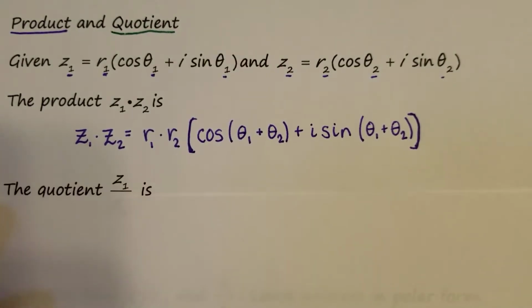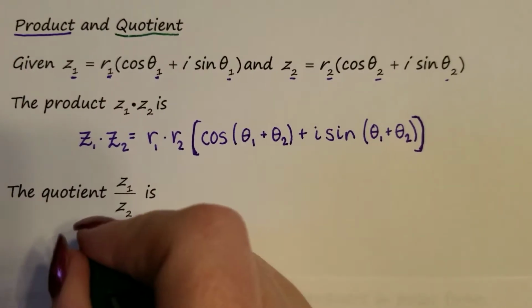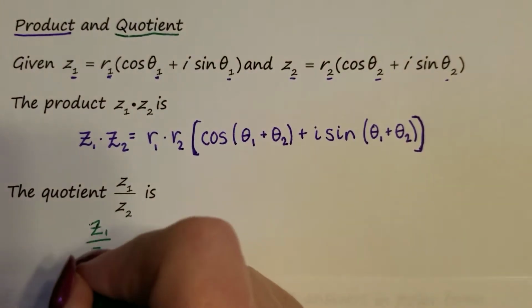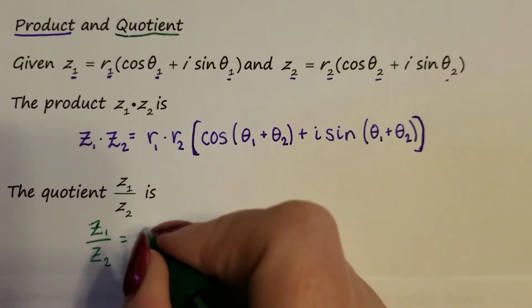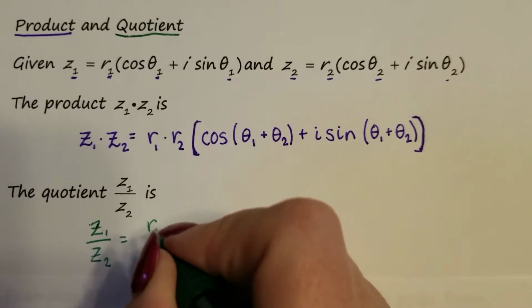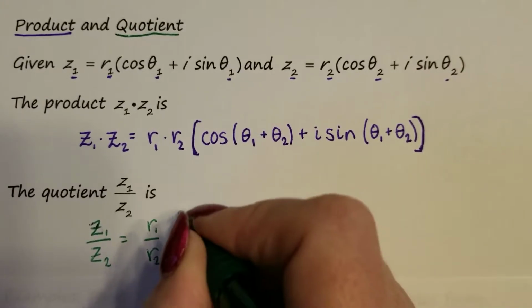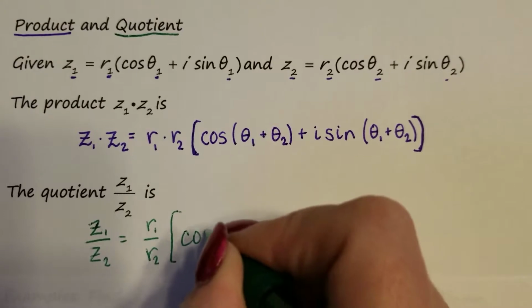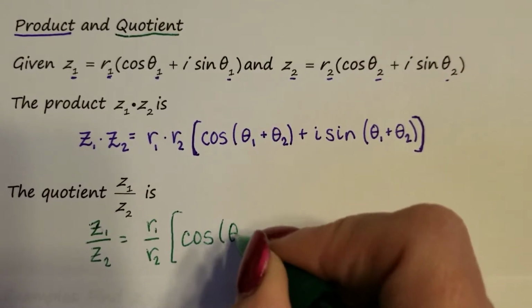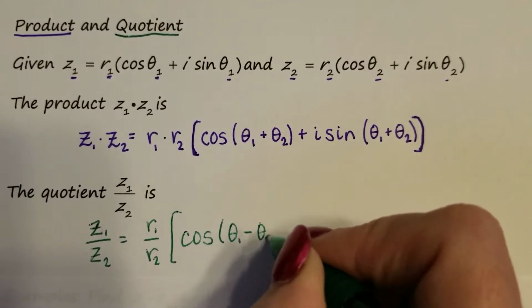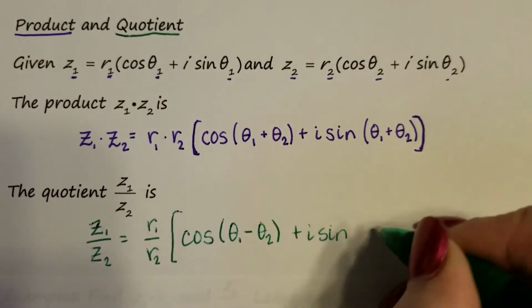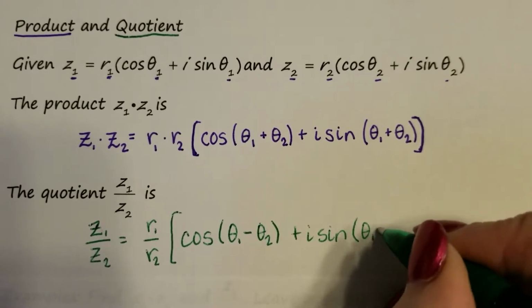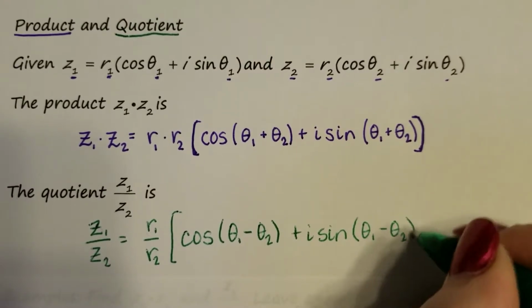And then when we go to the quotient, when you're dividing these, so we have z1 divided by z2, we're going to take and divide the r's, r1 divided by r2, and then we'll take the cosine of theta 1 minus theta 2 plus i times the sine of theta 1 minus theta 2.